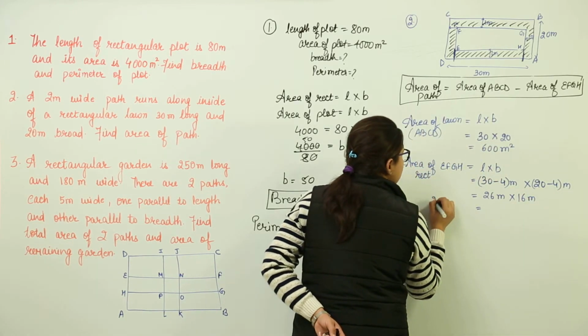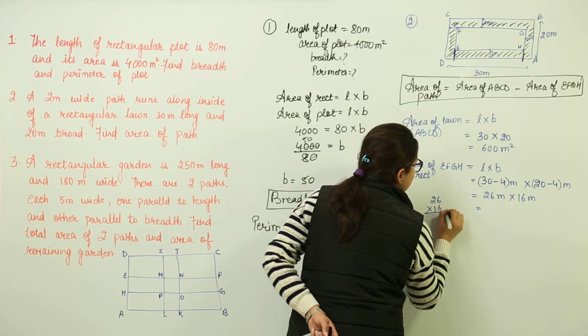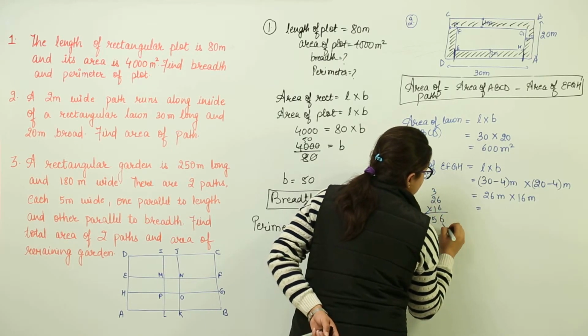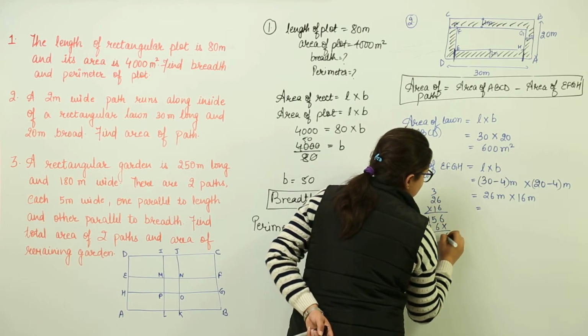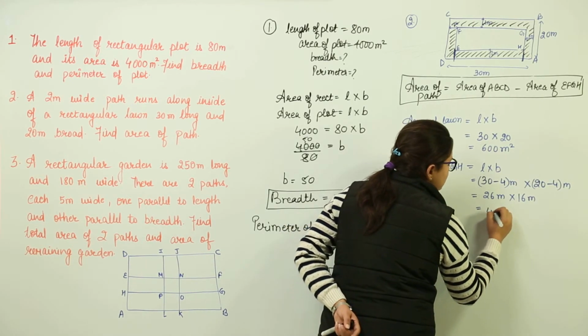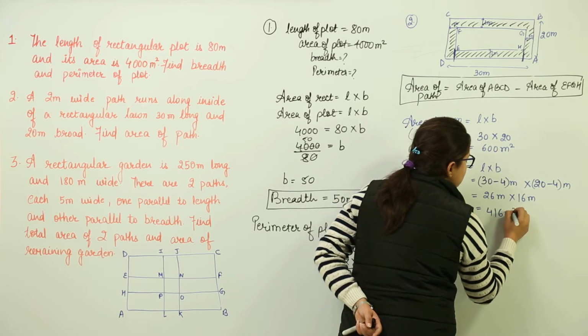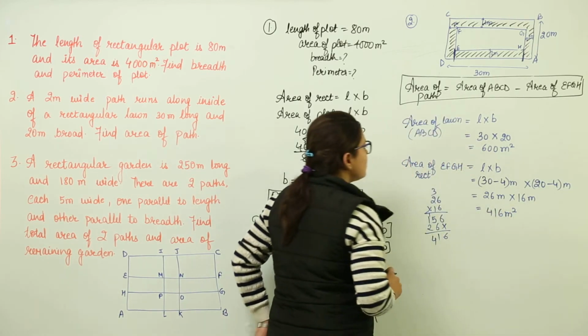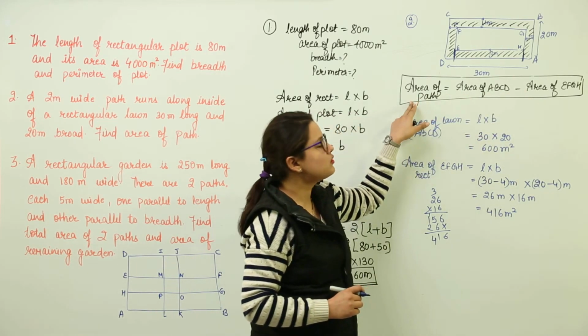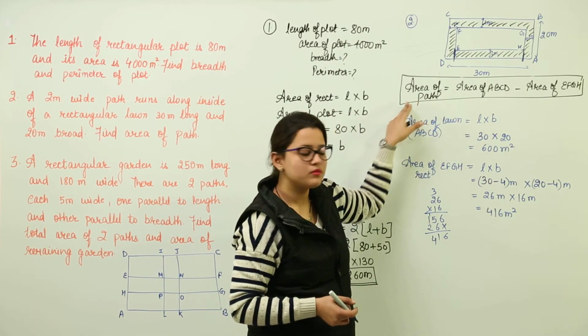Now let us solve this. 26 into 16 would give us 6 2s are 12, 13, 14 and 15, 6 and 2, you get 6 and 5, 11, 2, 3 and 4, giving us 416 meters square. So we have got the two areas now that we were supposed to find out. The final step would be to find out the area that was required.